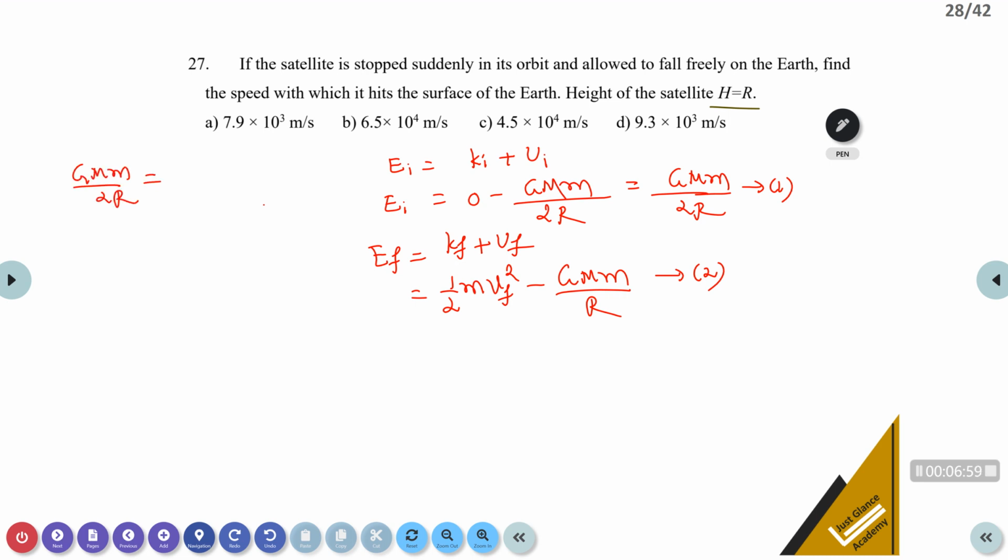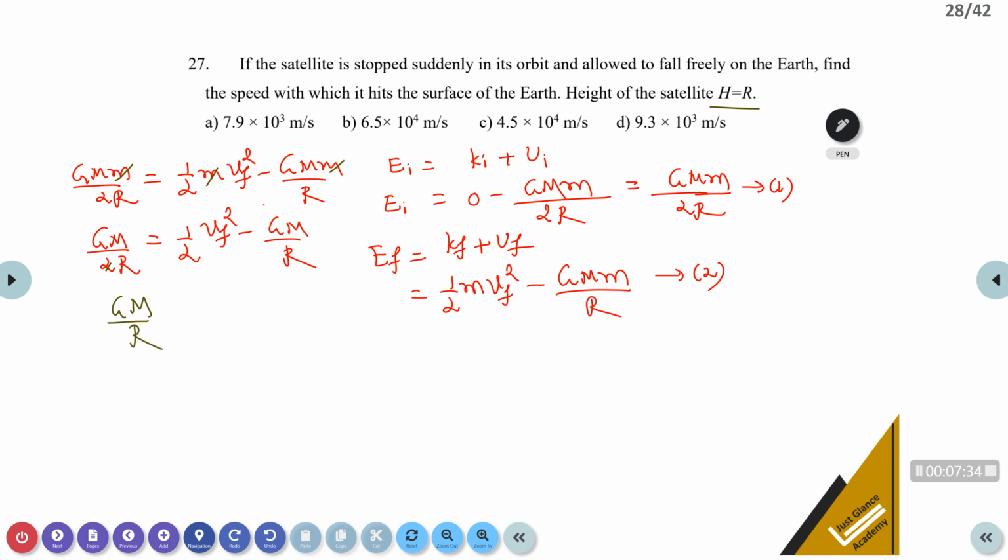GMM divided by 2R equal to 1 by 2 M of V_f square minus GMM divided by R. Here this M gets cancelled. Then what will we get? GM divided by 2R equal to 1 by 2 V_f square minus GM divided by R. To make simplification, I will multiply by 2. By multiplying this, it gets cancelled, so that GM by R. Here also 2 multiplication, V_f square. Here also I am multiplying by 2 GM divided by R. You see, this term I am bringing on this side.